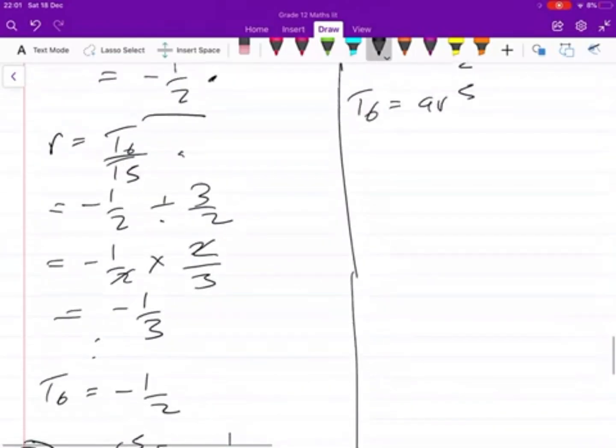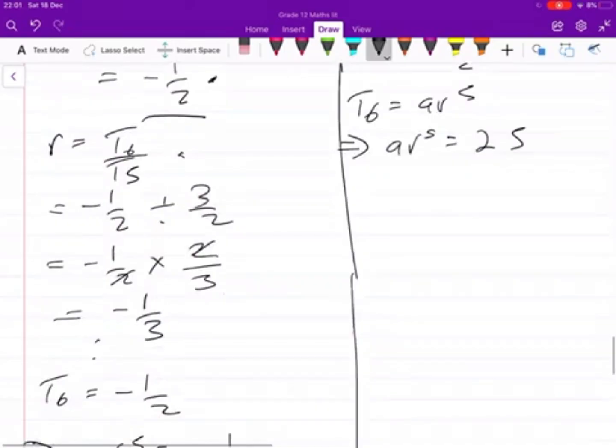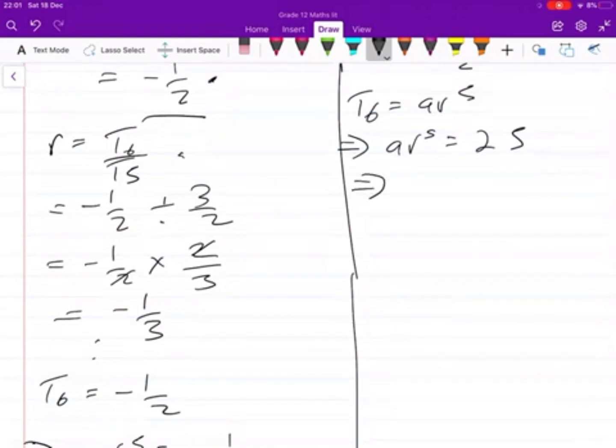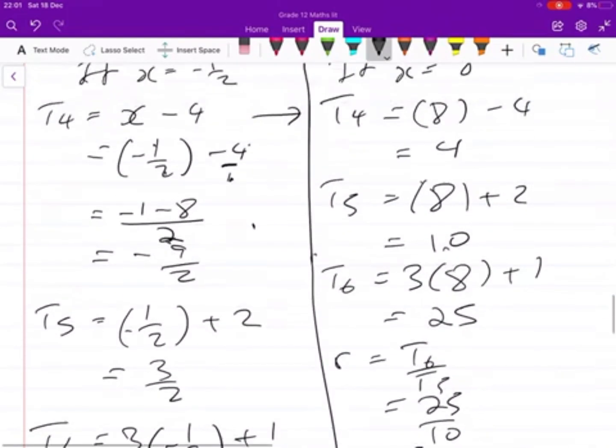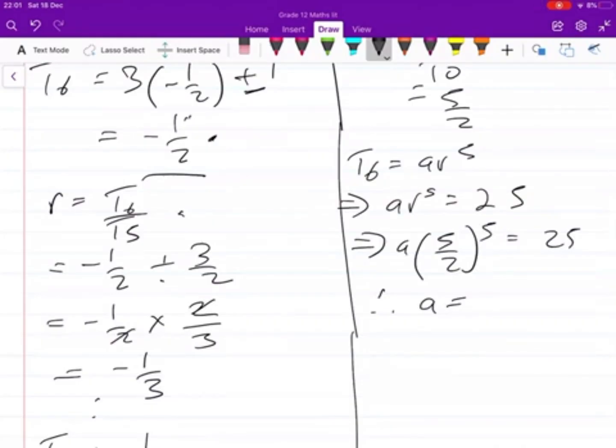Same procedure. This then implies that AR to the exponent 5, and we must find out what was our T6. Our T6 now is 25, no longer negative 1 over 2. This implies, well, what is our A? Have you found our A? No, we haven't. We are looking for our A. Our R there is 5 over 2, so A times 5 over 2 to the exponent 5 equals 25. And if you solve that, please show all the steps. I'm skipping steps because now I'm kind of tired, but please show all the steps. A equals 32 over 125.